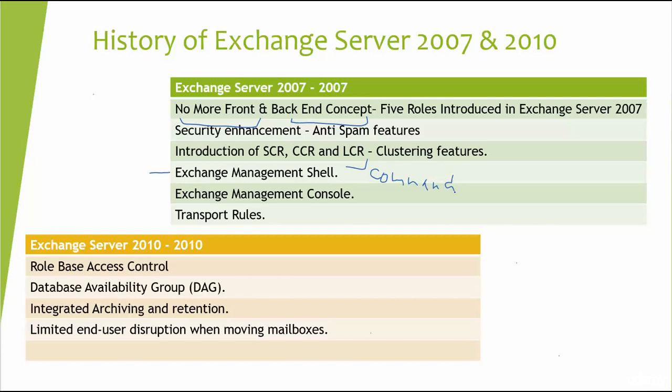So this was the history of Exchange Server 2007, and you also saw what features it had at that time. And then the other thing that we have is Exchange Server 2010. Exchange Server 2010 came up with one of the greatest improvements, where you were able to configure role-based access control. And the permission model in Exchange Server 2010 is called role-based access control.